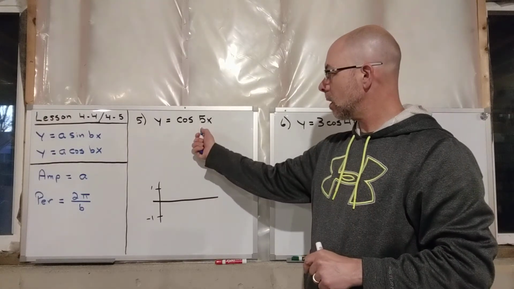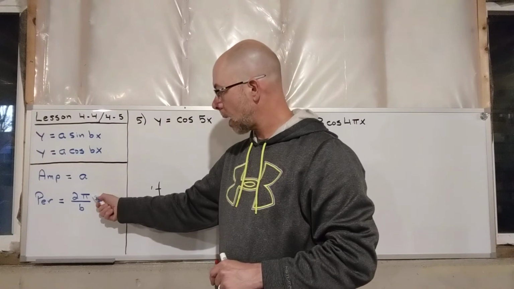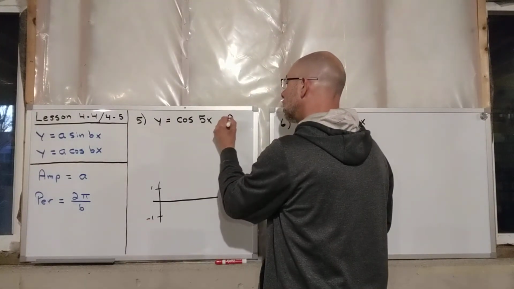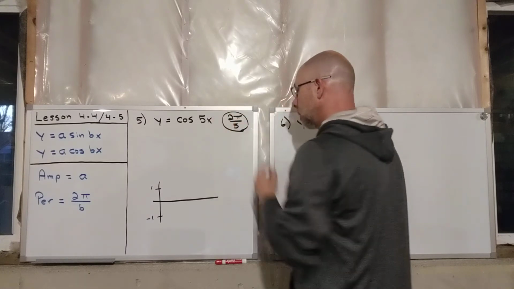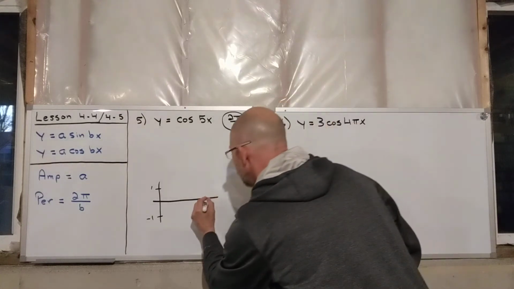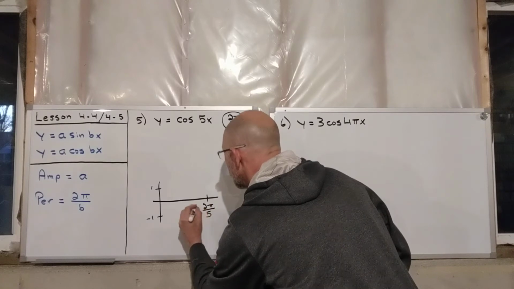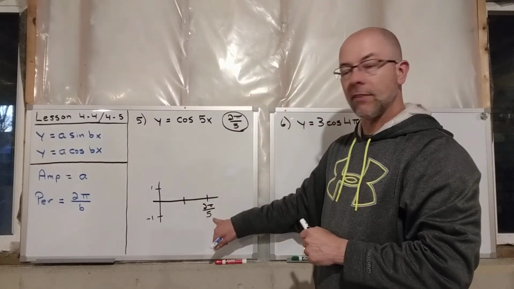Okay, my B value is 5. Period is 2 pi divided by B, 2 pi divided by 5. That's a weird number, but we will deal with it. So right here, 2 pi divided by 5.